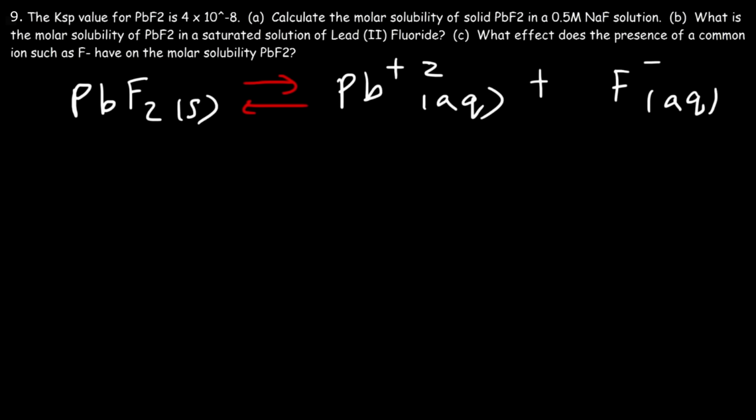Now we need to balance the equation. So this is going to be 1, and then we need a 2 in front of fluoride. Now let's make an ICE table.